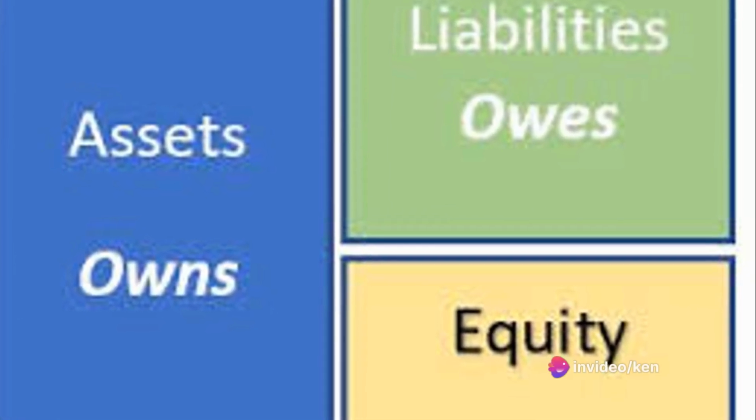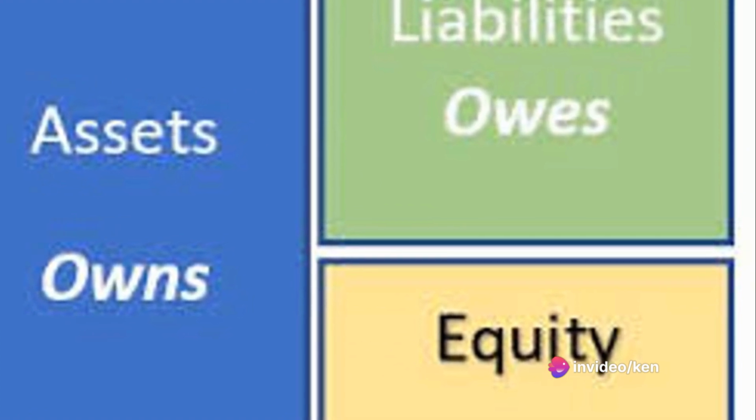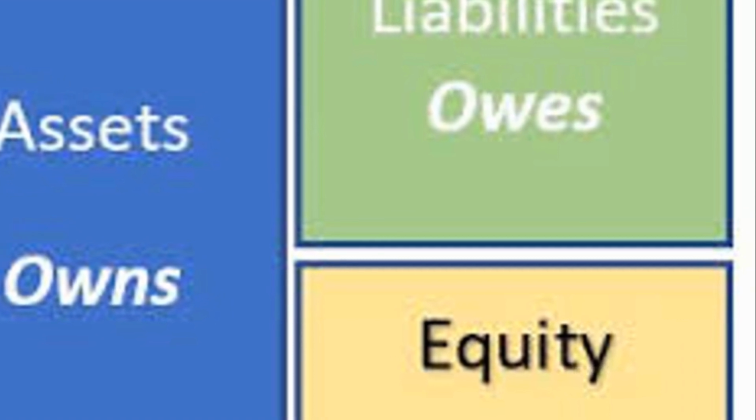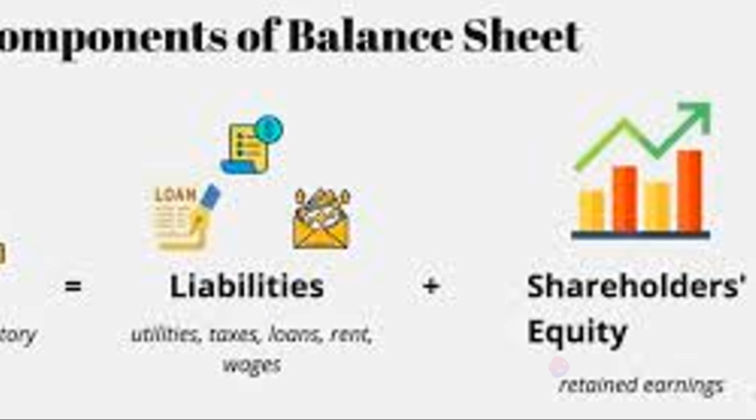Next, we have liabilities. Now, don't get scared by the term. Liabilities are simply what a company owes. This could be in the form of loans, mortgages, or bills that need to be paid. Think of them as the financial obligations a company has to fulfill.